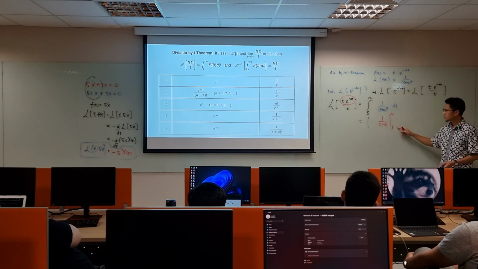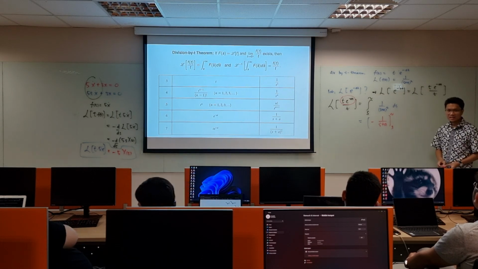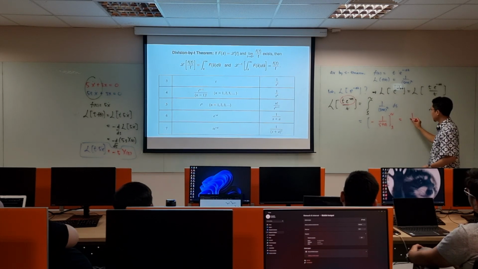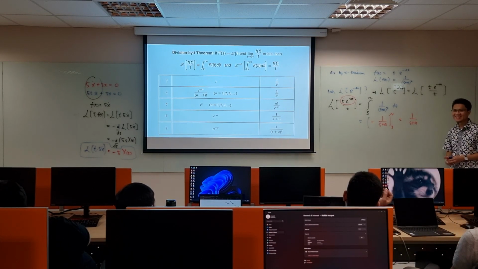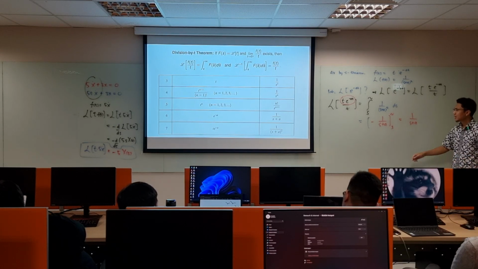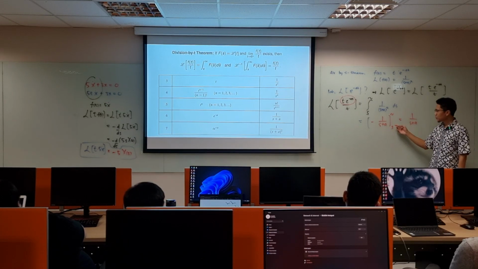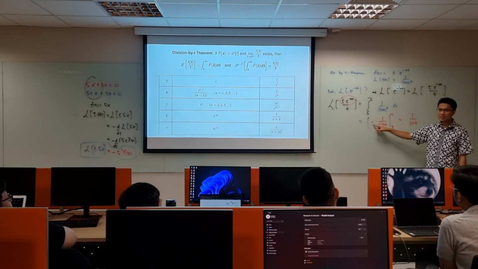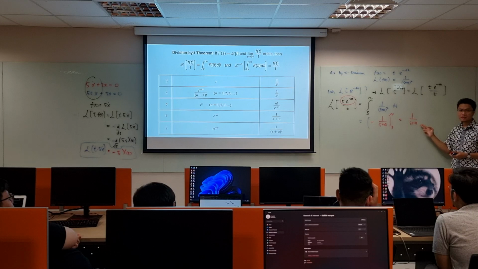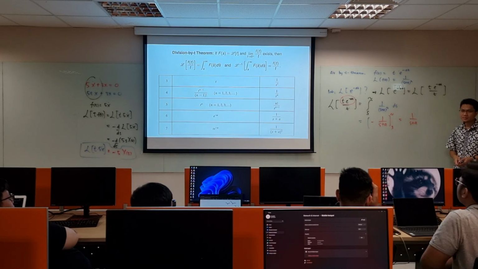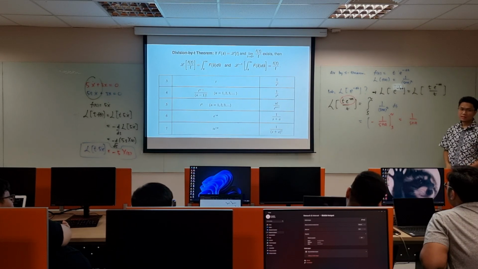So the result is 1 over s plus a. First you put infinity in here, you get 0. And then you put s there, but there is a minus. Minus comes with minus, it becomes plus. So you get plus 1 over (s plus a). So that's the same as e to the minus at.